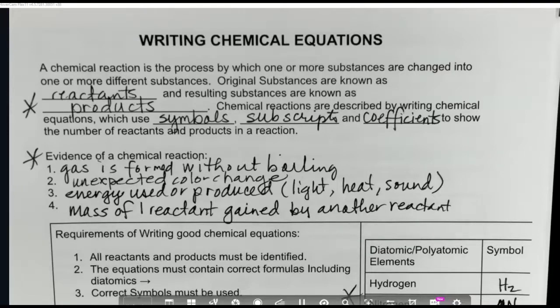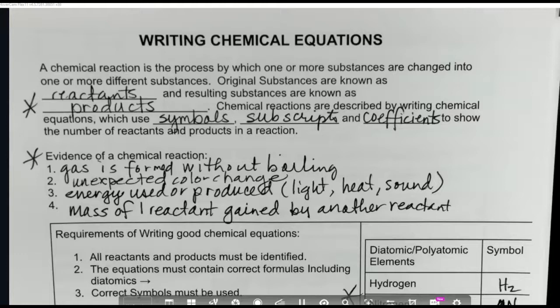So first we have some terminology. Original substances before the reaction are known as the reactants. Resulting substances are known as the products. In chemical reactions, we have to write them using symbols, subscripts from formulas, and coefficients to show the number of reactants and products in a reaction. All right, so those are some new terminologies for you.